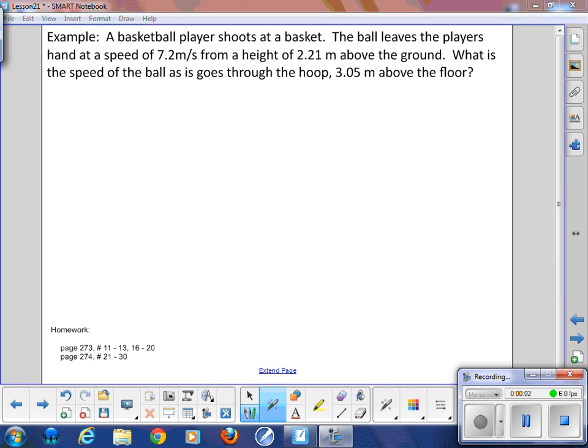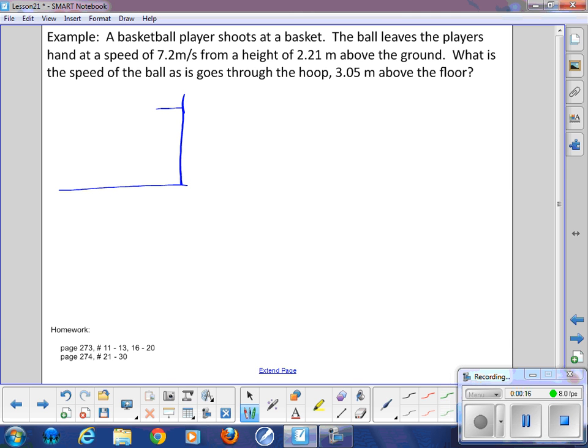All right, so finishing up our last example here, we have the basketball player shoots at the basket. The ball leaves the player's hand with a speed of 7.2 from a height of 2.21. So here's the hoop. And the basketball player, let's assume they jumped.